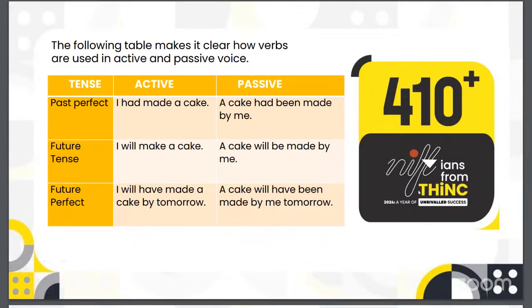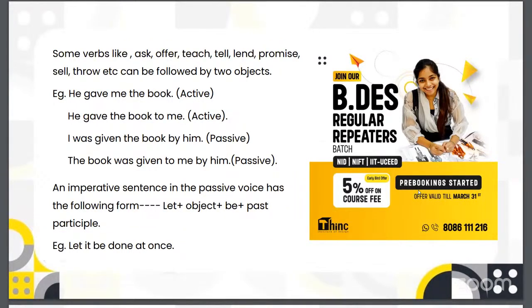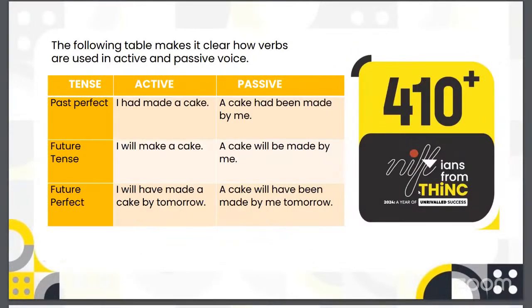Now, future continuous tense: I'll be making a cake tomorrow. It can never be changed into passive voice. So future continuous doesn't have a passive voice usage. Okay, it cannot be changed. And also, you cannot have future perfect continuous.